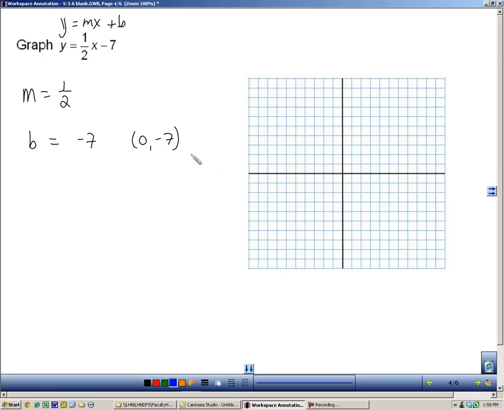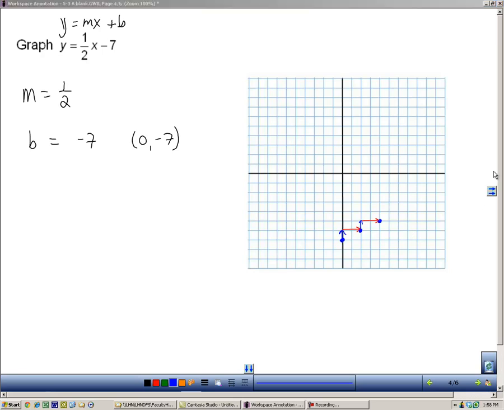First of all, I know that 0, -7 is on the y-axis. So I can put that point right there. I know the line's going to go through there. And now I have to find a second point, and I can do that by using rise over run. My rise is a 1 because my slope is 1/2, so my rise of 1 and a run of 2. So I know that there's a point right there. And I can keep going with that. I can do another rise of 1, and I can do another run of 2.